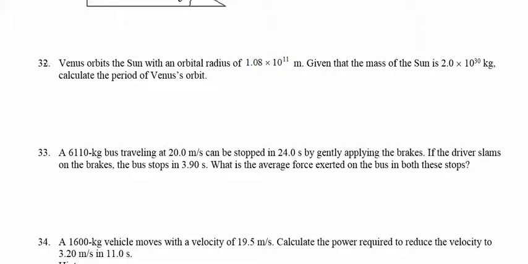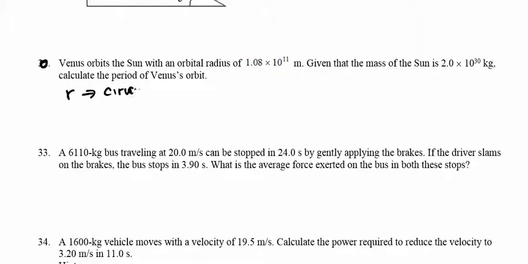Okay, number 32. We've gone quite a bit here. Venus orbits the Sun with an orbital radius of 1.0 times 10 to the 11th meters. Given that the mass of the Sun is 2.0 times 10 to the 30th kilograms, calculate the period of Venus's orbit. Well, what this comes down to is a couple things. They give us the radius that Venus travels around. Because they give us the radius, we can find the circumference.